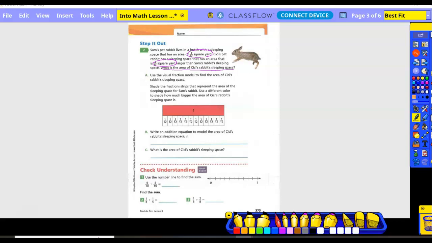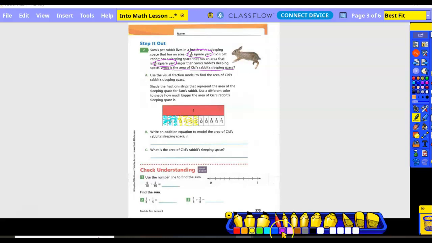So they were nice enough and already drew our fraction model for us. It says use the visual fraction model to find the area of Cece's rabbit sleeping space. Okay, the fraction strips represent the area of the sleeping space for Sam's rabbit. So how much did Sam's rabbit have? 3/12. Remember, you're going to shade this a little darker, but not so dark that you can't read it. Then, how much more was Cece? 4, right? So we need to lightly shade in 4 more.